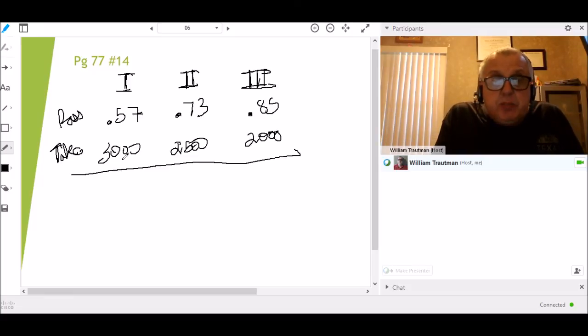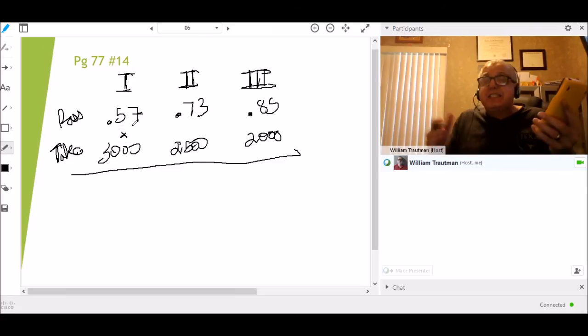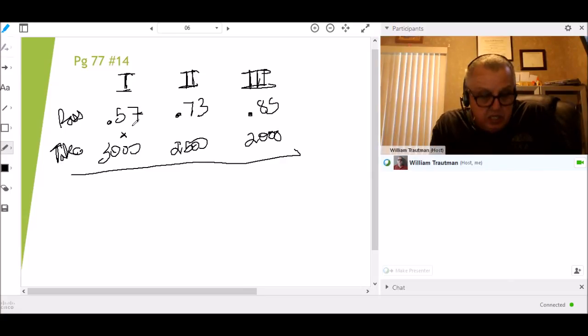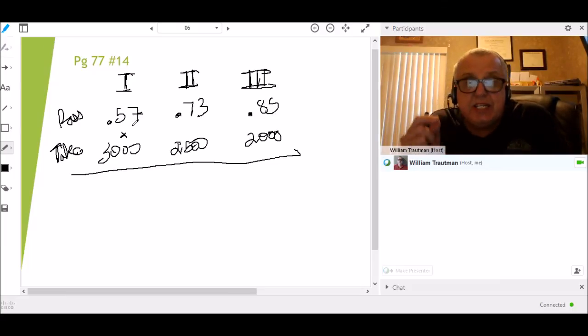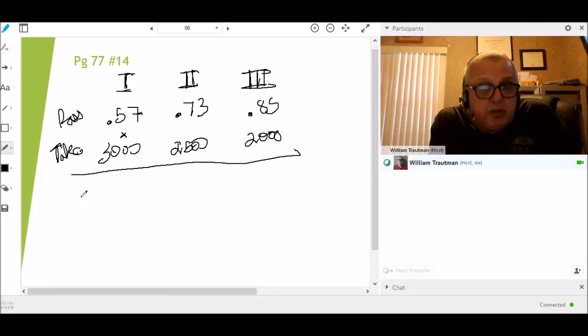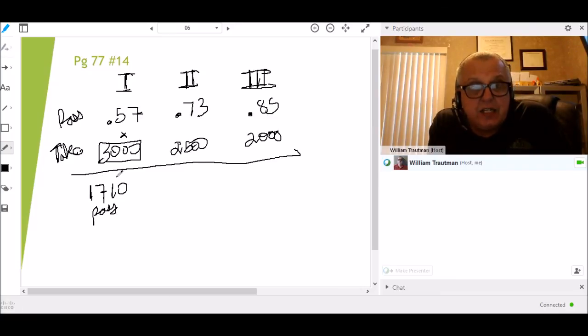If 3,000 people take the test and 0.57 pass it, all you have to do is multiply these two together, and it's going to tell you how many people passed the test. 0.57 times 3,000 people who took it. When you multiply those two together, you realize that 1,710 people actually passed the test. Out of 3,000, 1,710 passed it, because 57% had to pass.